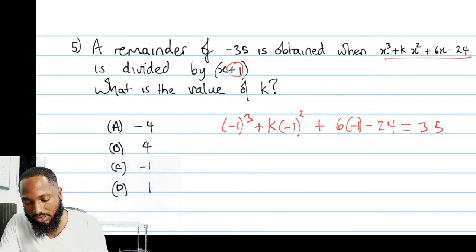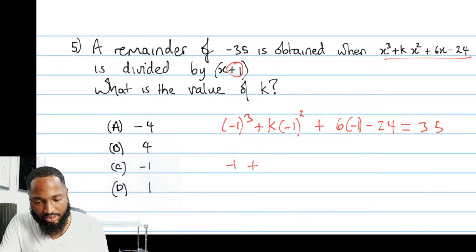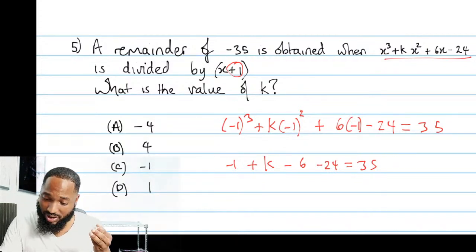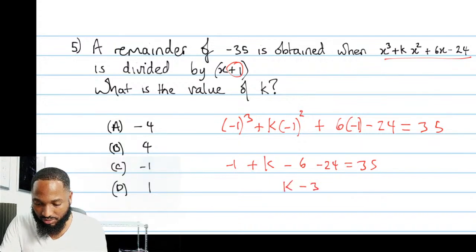Alright, so back to maths. So negative 1 plus, well, plus k plus, well, let's put negative 6 minus 24 is equal to 35. Now looking like we reach all the way up to negative 31, right? k take away 31 is equal to 35.